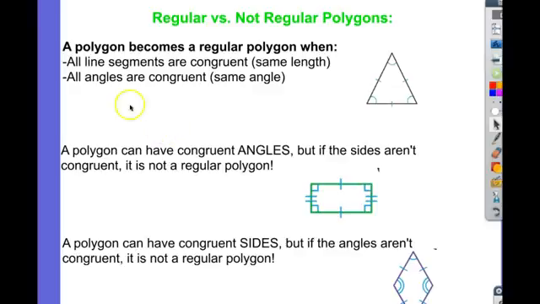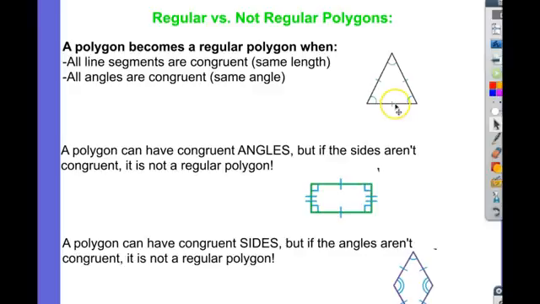All right, so a polygon is a regular polygon when all the line segments are congruent, so that means that you're only going to have one little notch. You're not going to go to 2 or 3 because all of them are congruent. They're all the exact same length. You're also going to have all the angles congruent. So each one of these angles is the same measurement, okay? It's the same angle.